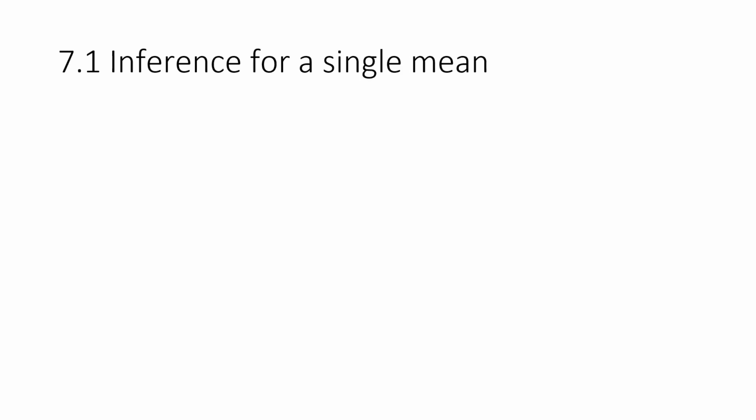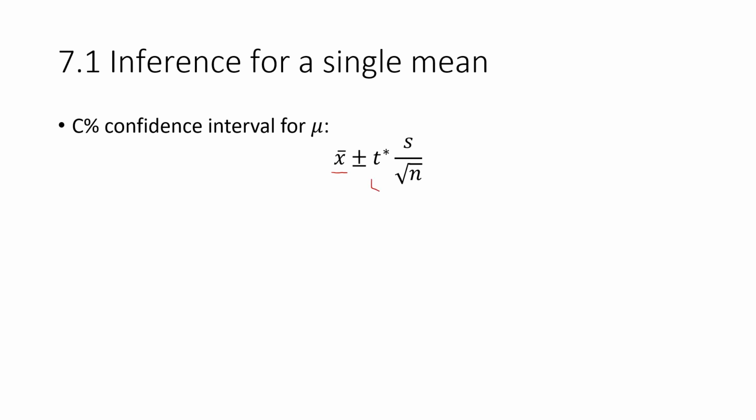The formulas that we'll use when we're making inferences for a single mean: to make a C% confidence interval for the population mean mu, we will use a formula that has the same basic form where we've got our point estimate, the sample mean, plus or minus a margin of error. The margin of error is going to be t star. t star is similar to the z star that we used when we were making confidence intervals for proportion. This comes from a t-distribution, which you'll learn about in the videos. It depends on the confidence level and the sample size.